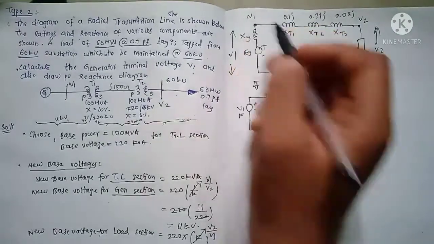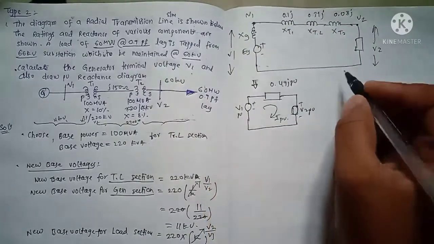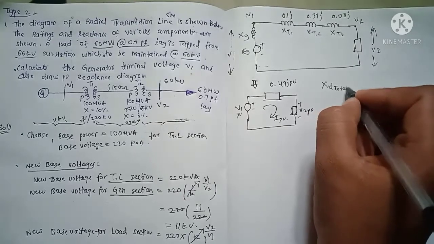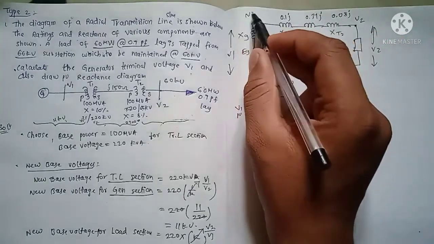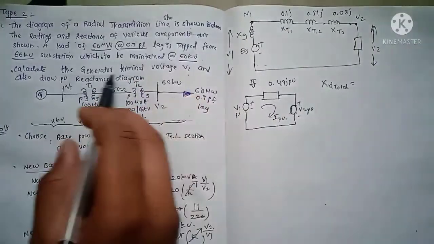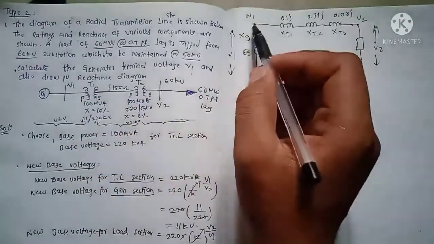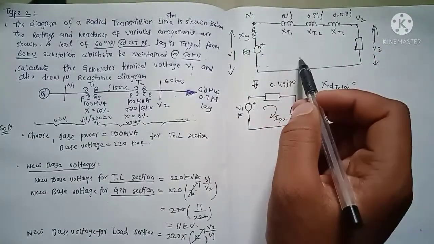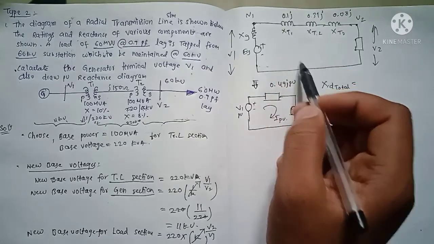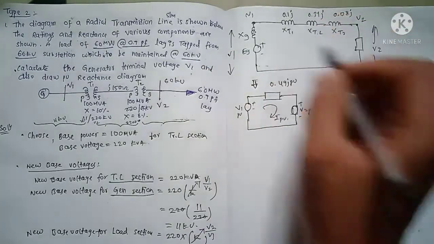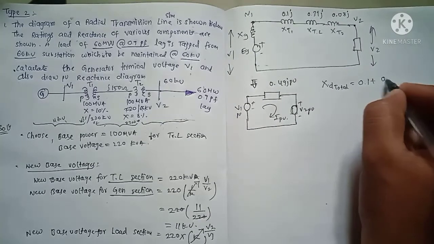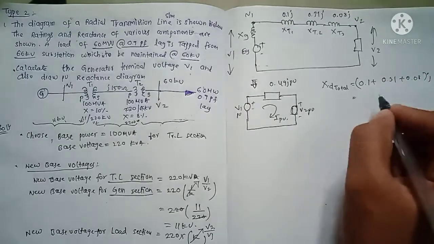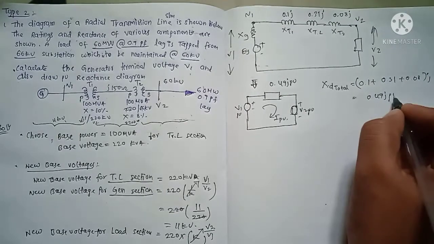For the calculation of v1 voltage, we need to take XD total, that is this. They gave the generator terminal voltage v1, and we have to calculate v1. To calculate the v1 voltage, we need to add these reactances multiplied by this current. XD total, all these total 0.1 plus 0.31 plus 0.08, whole j, pu.